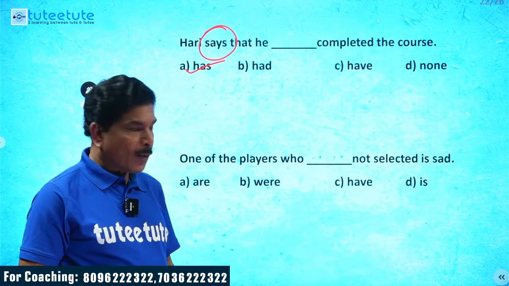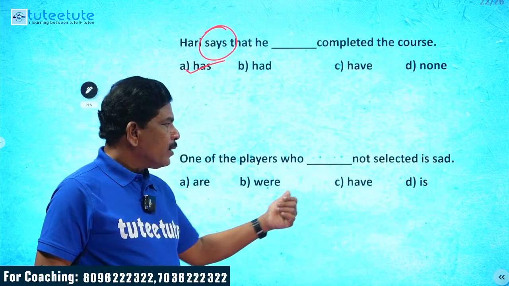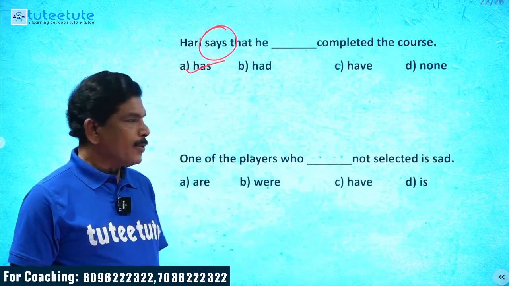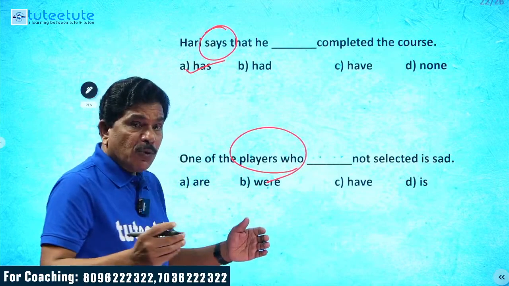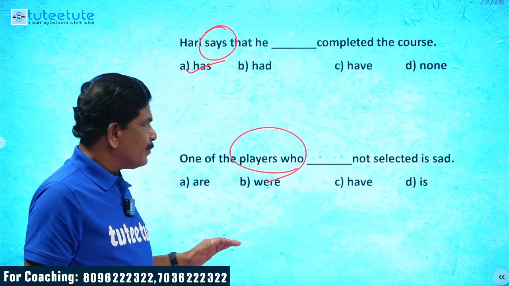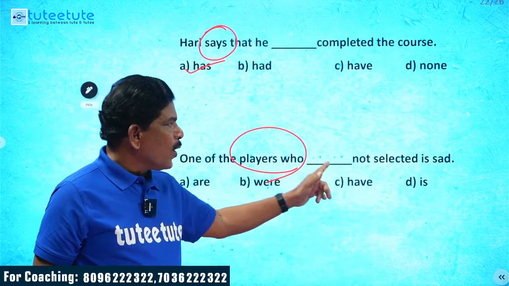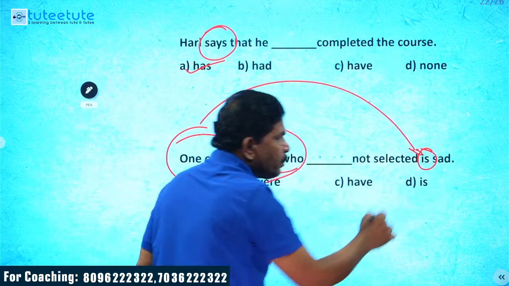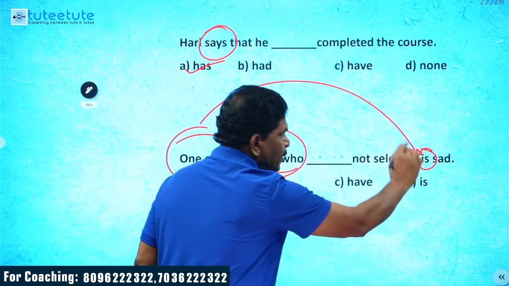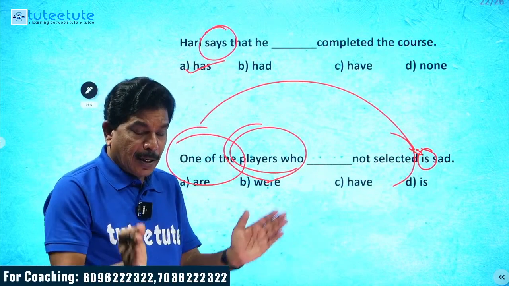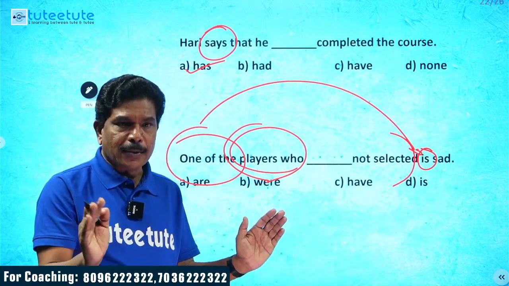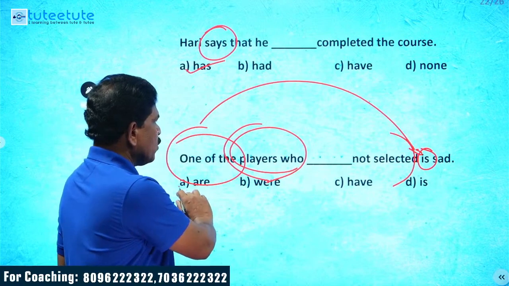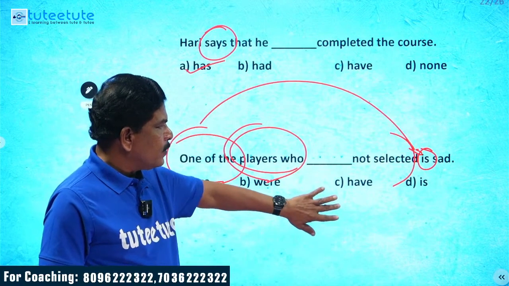Then, one of the players who dash not selected is sad. One of the players who, are, were, have, is, which is correct? One of the players who are not selected, because we are mentioning here some of the players are not selected. One of the players who are not selected is sad. One of the players actually goes to this verb. One of the players is sad. Then this part is players who are not selected. There are a few players who are not selected, and one of the players among them is sad. So here the answer: one of the players who are not selected is sad.